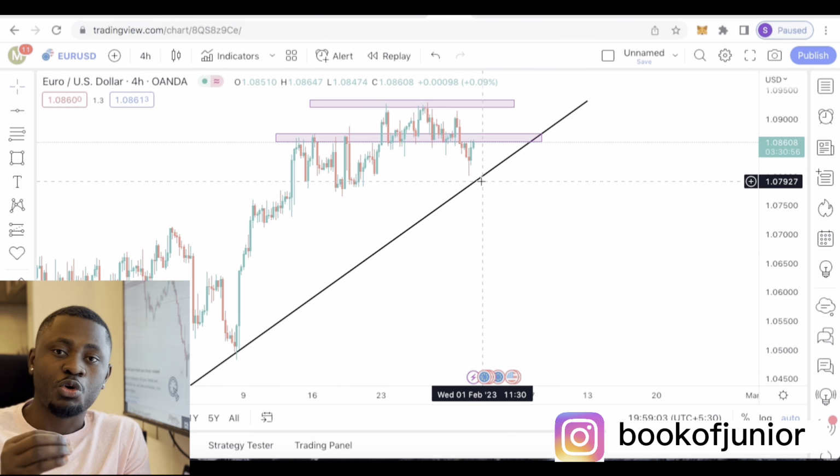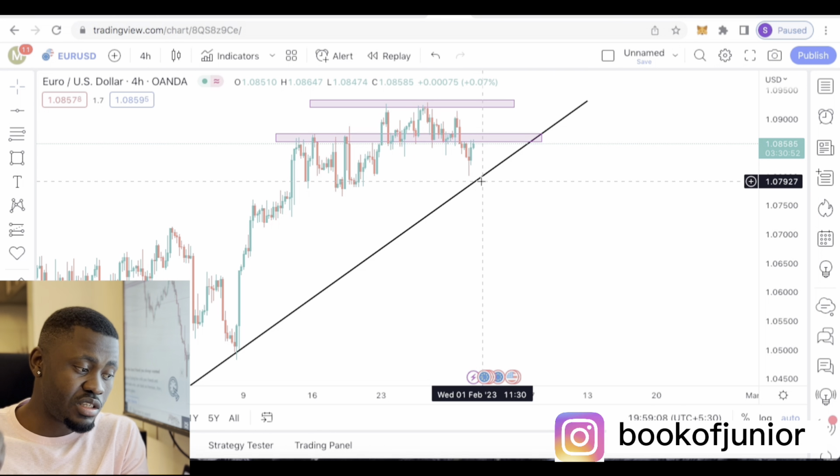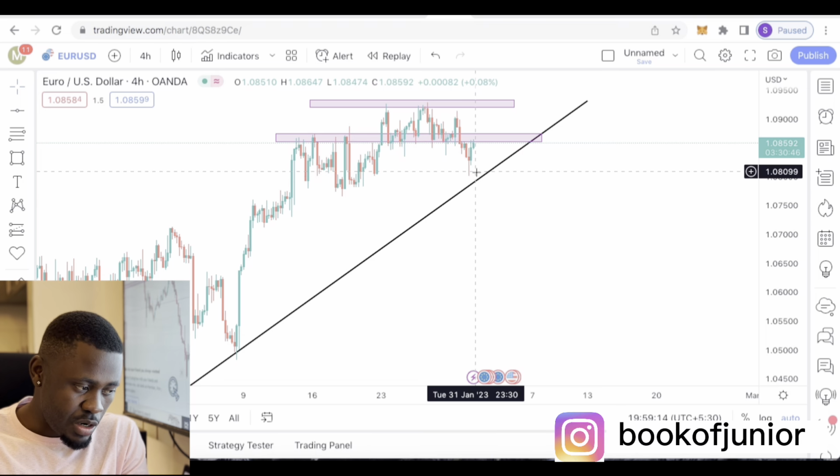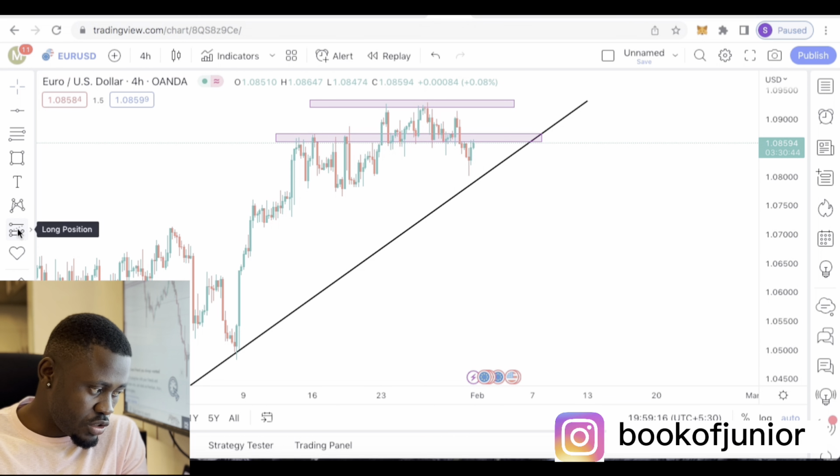So what we're going to be waiting for, we're going to either be waiting for a breakout and retest, and then we see price coming down, or we are going to see a bounce off. So when we see a bounce off, we are definitely going to take our trend. So if market bounces off from here, so we shall be doing this.